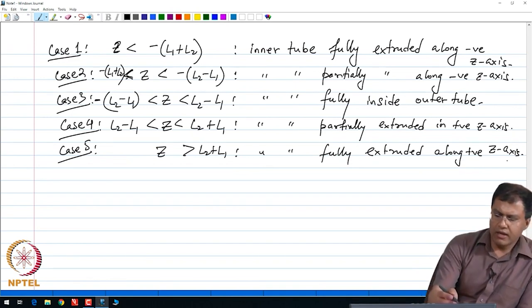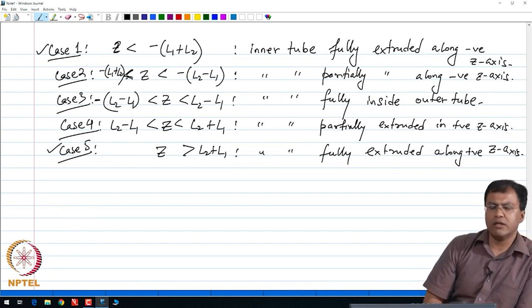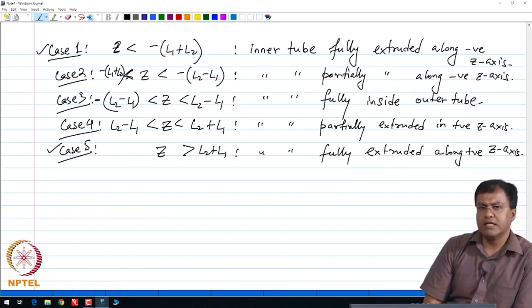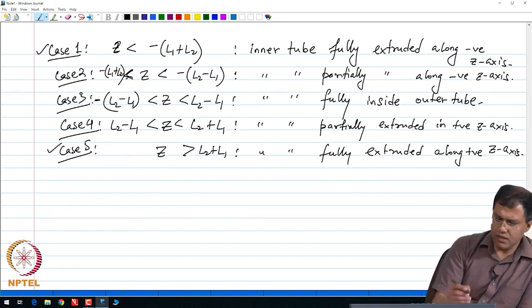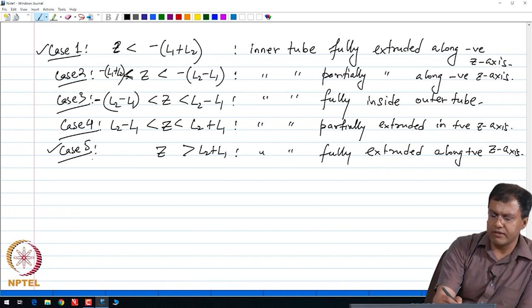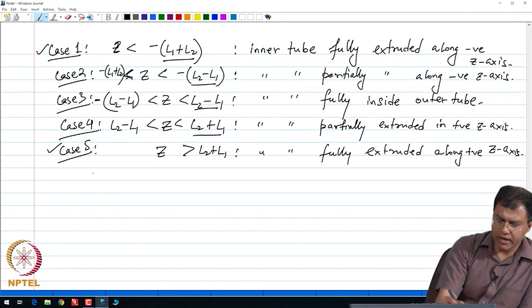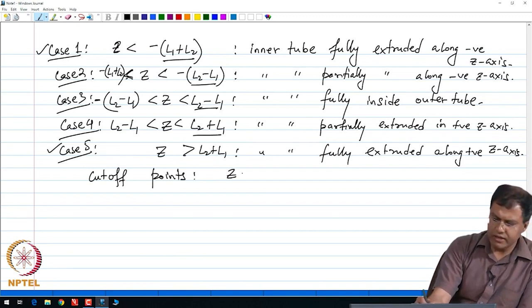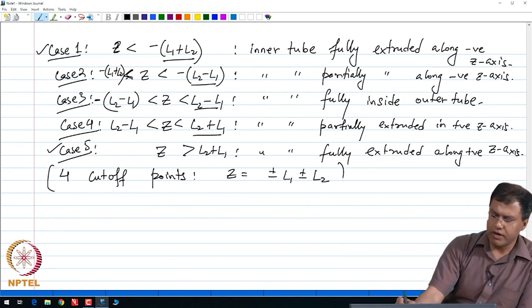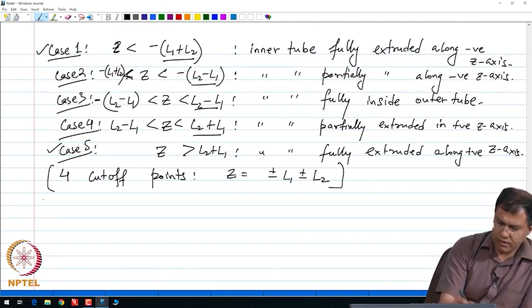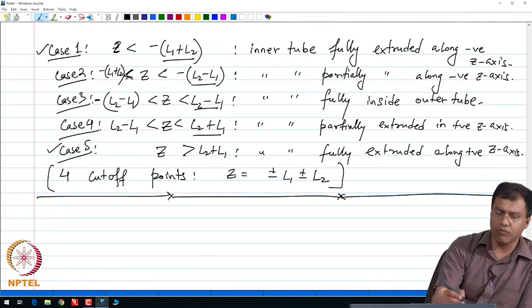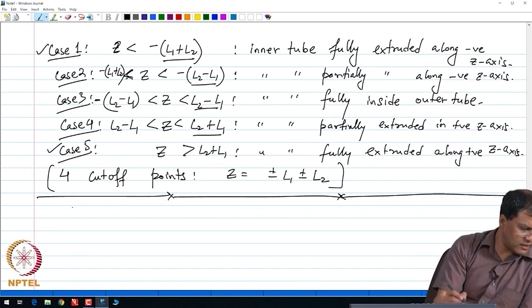Note that in case 1 and case 5 there is absolutely no interaction, so we can assume that in 1 and 5 the interaction energy is 0. Before we do that, note that these 5 cases involve 4 boundaries. One boundary is this point, the other boundary this point, the third boundary this point, and the fourth boundary this point. So my cutoff points or boundary points are given by z equal to plus minus L1 plus minus L2. So there are 4 cutoff points. That is the point we will note. Then we assume that in case 5 and case 1 the interaction energy is 0, because there is no interaction.